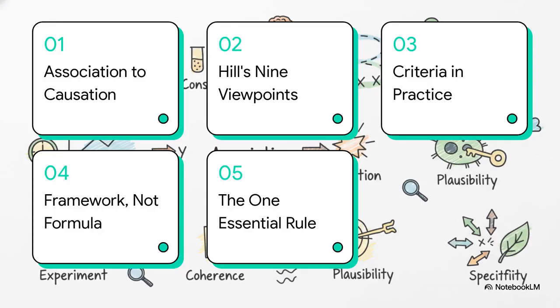All right, so here's our game plan. First, we'll tackle the core problem of association itself. Then, I'll introduce you to Hill's 9 famous viewpoints. We'll see how they actually work using some real clinical examples. We'll understand why it's a framework and not some rigid formula. And then, at the very end, we'll get to the one single rule that you absolutely cannot break.